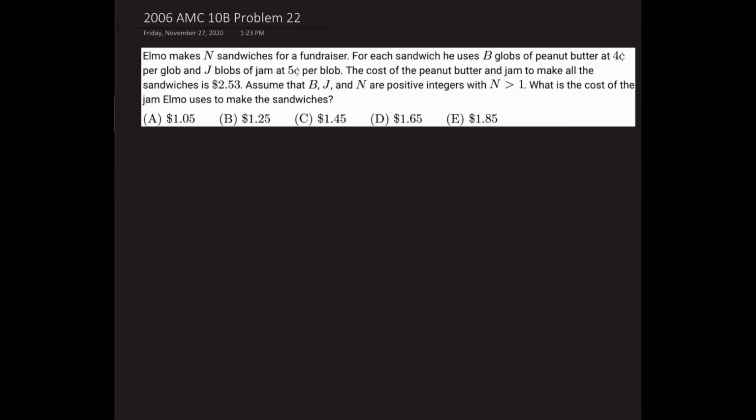The cost of the peanut butter and jam to make all the sandwiches is $2.53. Assume that B, J, and N are positive integers with N greater than 1. What is the cost of the jam that Elmo uses to make the sandwiches?